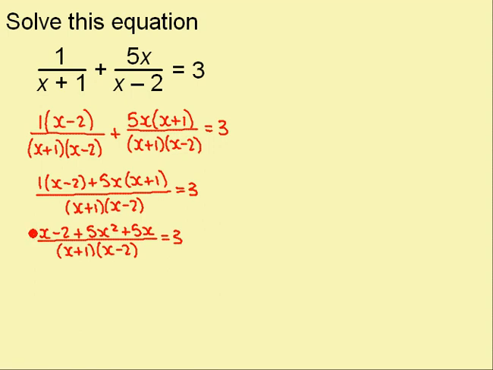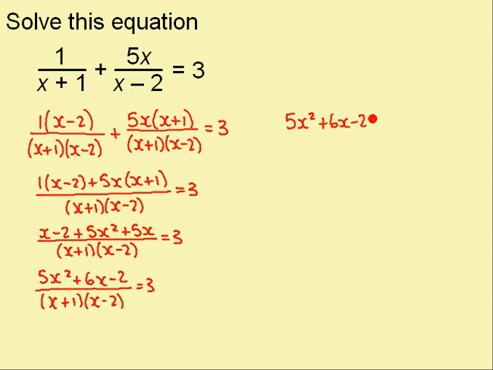Now I'm going to simplify this. So I've got 5x² + 5x plus another x, so that's +6x and -2. And that's over (x + 1)(x - 2). And that's still equal to 3. Now I'm going to multiply both sides by (x + 1)(x - 2). That gives me 5x² + 6x - 2 equal to 3(x + 1)(x - 2).